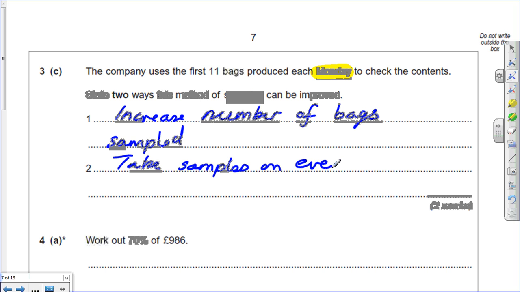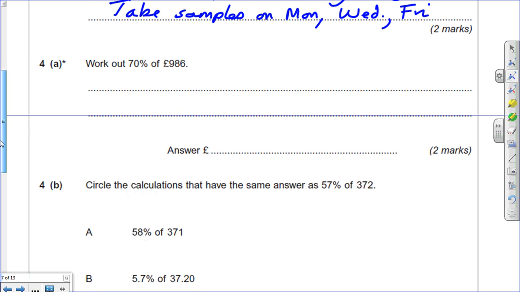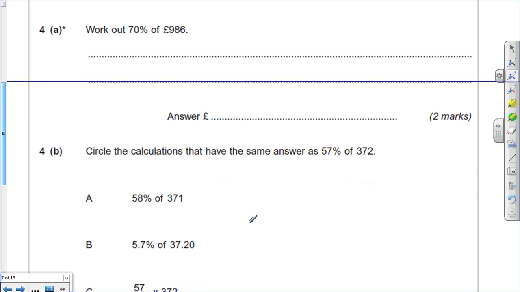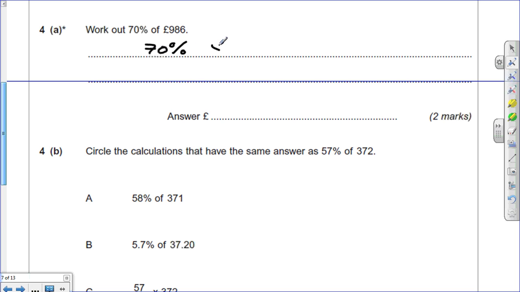Right, question 4 onwards. Work out 70% of 986. 2 marks here. We've got to show our working. So we do 70% times 986. So you've got a percentage button, or you could write 70 over 100 times 986. Clear that? So it's 70 over 100 times 986. There's the answer. Now, this calculator is given as an improper fraction. We'll change that to a decimal.